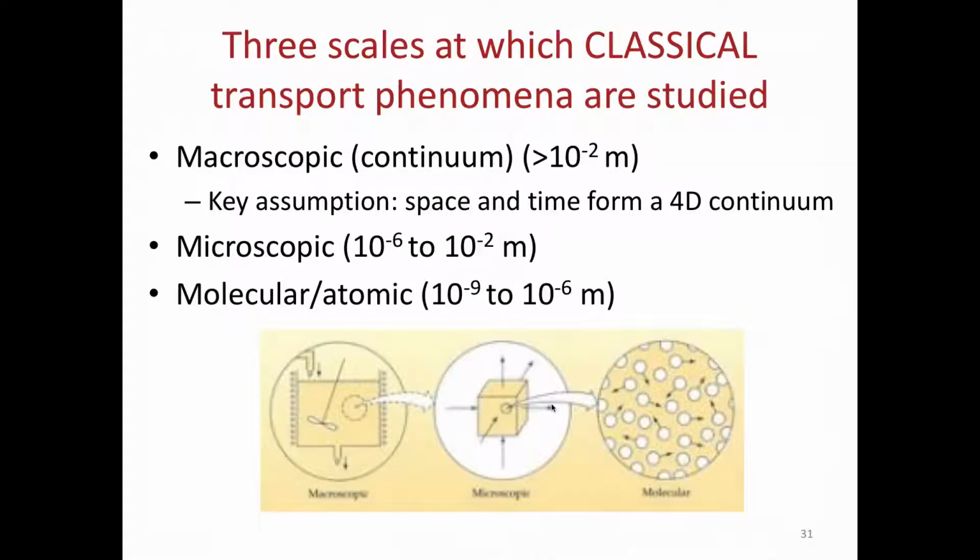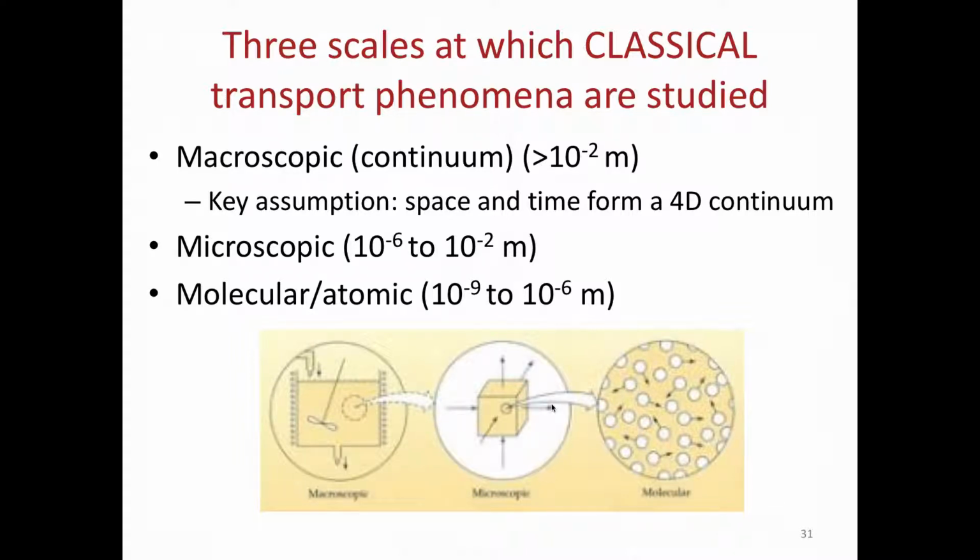All right. The three scales at which classical transport phenomena are studied are macroscopic, microscopic, and molecular. Beware of the words macro and micro. They're always relative to the area you're in. Whenever somebody starts a discussion, ask them: can you define these for me, please? What do you mean by macro? What is micro for you?